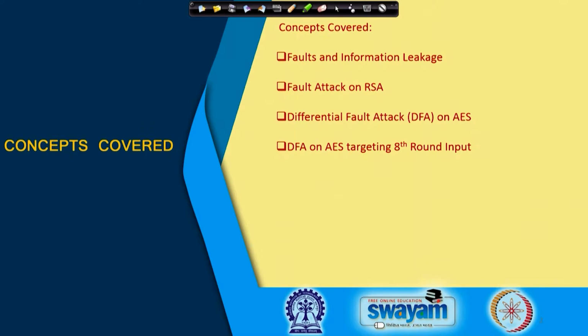I will be discussing a classic fault attack on the RSA crypto system, and then we shall look into how to perform a particular type of fault attack called differential fault attack, which is basically a combination of fault attacks with differential cryptanalysis, and try to apply it on AES. And then we shall look into DFA on AES, targeting specifically the 8th round input of AES 128.